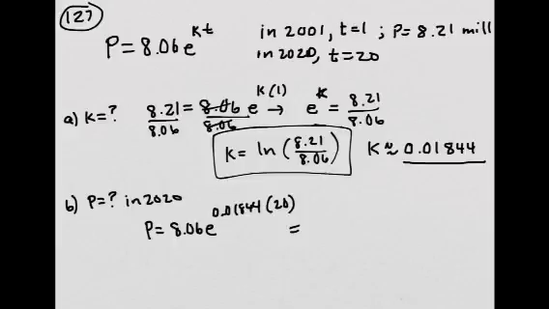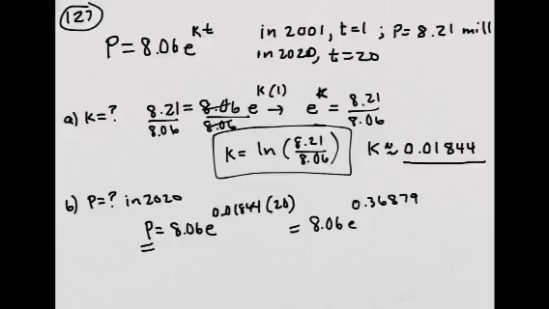So for part B, they say, using this model, what do you predict the population will be in the year 2020? So I already set it up right here. We're solving for P, and I put the 0.01844 for k. Now, it's still on my calculator screen, the whole number for k, without rounding. So I'm just going to multiply it by 20. And so that's going to give me 8.06 e to the 0.36879.